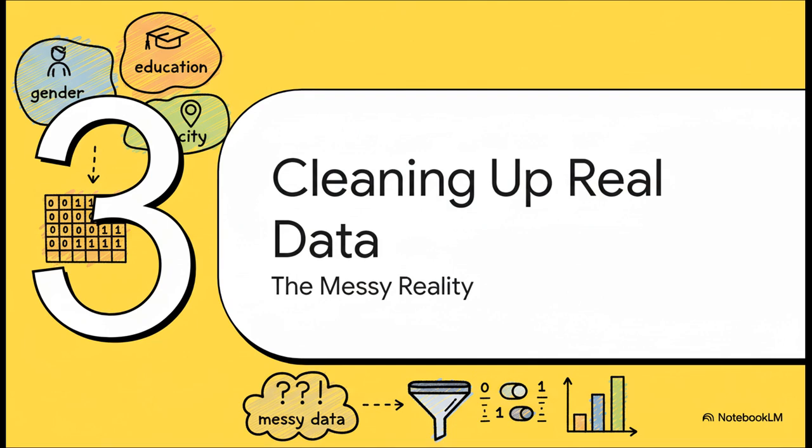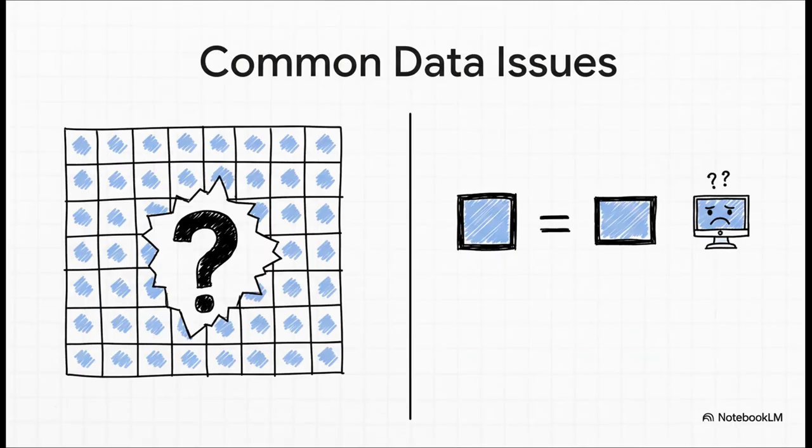Okay, so that's how it works in a perfect, clean, textbook world. But as anyone who's ever worked with data knows, the real world is, well, it's messy. So let's talk about cleaning up real data. When you're out there in the wild, you're going to run into two major issues all the time. First, you'll have missing values, blanks or nulls, and you'll have to decide what to do with them. And second, and this one is a classic tripwire, you'll have inconsistent text.